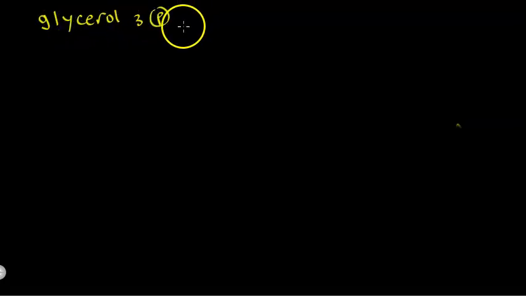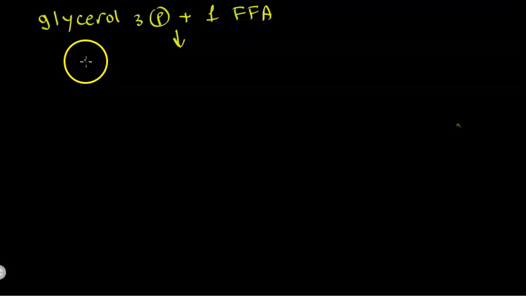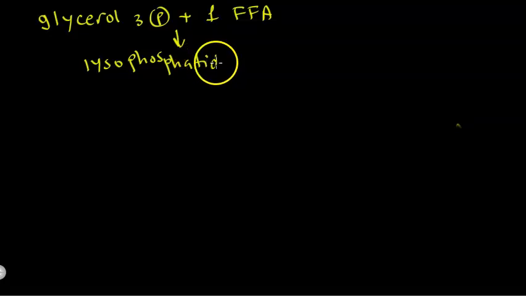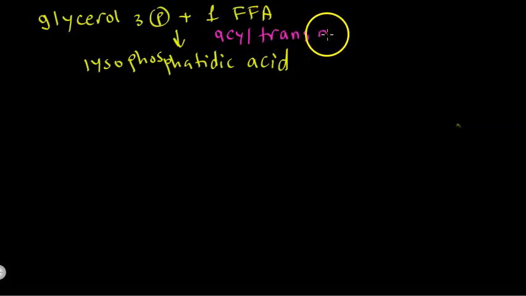Now let's do a quick recap. So we have our glycerol 3-phosphate that's going to combine with our first free fatty acid. And when it does that, it's going to give us a structure called lysophosphatidic acid. The enzyme that's responsible for bringing that first fatty acid is known as acyl transferase. And in the process, we lose a coenzyme A.